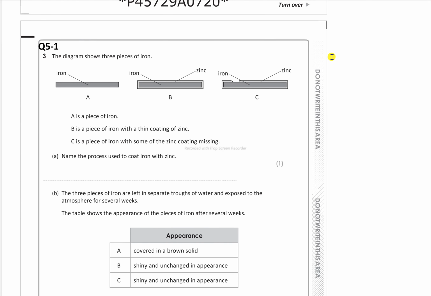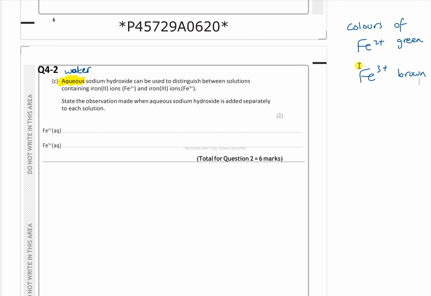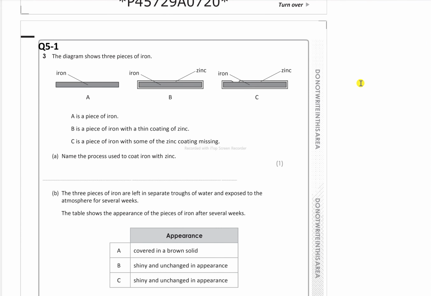Okay, right. I've got to be careful with that. So I've got to write down green precipitate, so a little bit of solid, and brown precipitate. Right, okay.